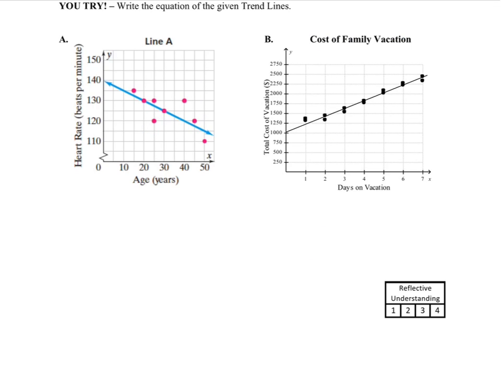So what I'd like you to do is the you try section. Please complete A and B. I will start you off in A. You want to use your slope-intercept form, y equals mx plus b. And you want to first identify your b value, which is your y-intercept. So identify where the b is hitting your y-axis, and that is at 0, 140. So your b is equal to 140.